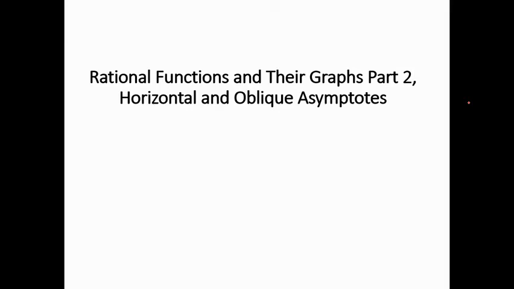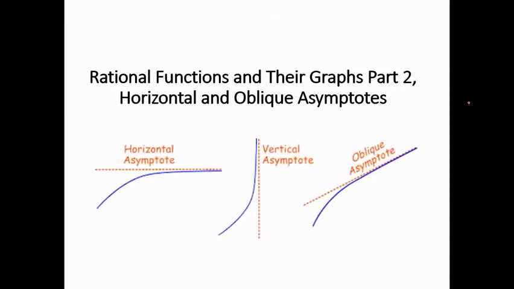So this rather plain looking slide, rational functions and their graphs part 2, we're going to look at horizontal and oblique asymptotes. Okay, so in the last one we talked about vertical asymptotes, we concentrated on it, but we also did notice they have horizontal asymptotes. Well, rational functions can have something called an oblique asymptote, something that's at a slant.